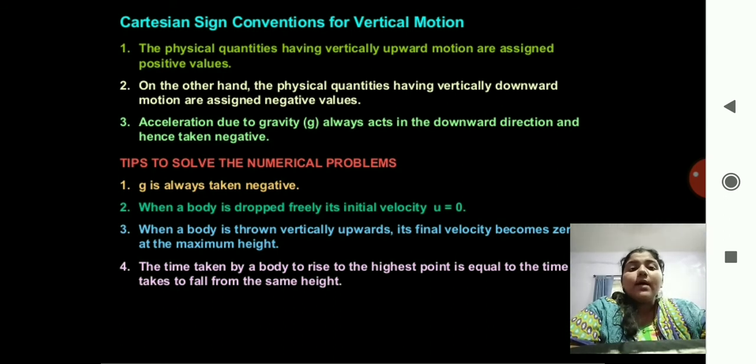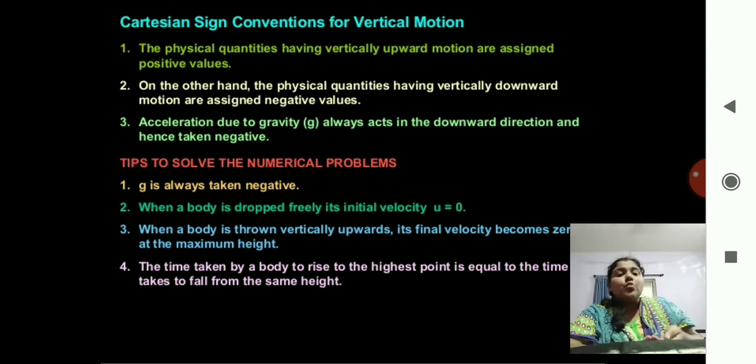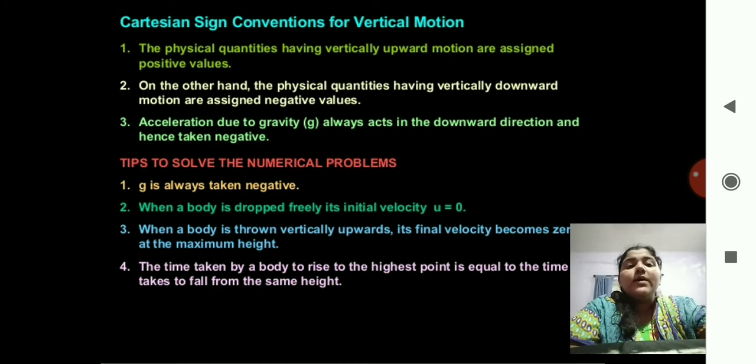The time taken by a body to rise to the highest point is equal to the time it takes to fall from the same height. That is, when we throw something up, the time it takes to go up is the same time which it takes to come down. I'll give you an example. If I throw a ball up, if it takes 2 seconds to go up, then it will take 2 seconds to come down.